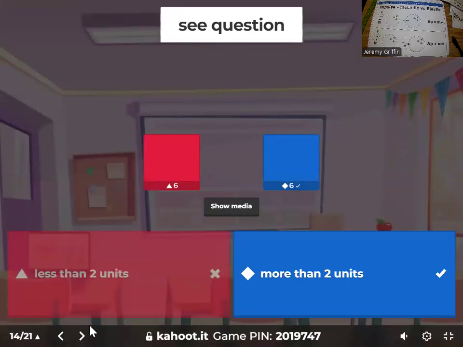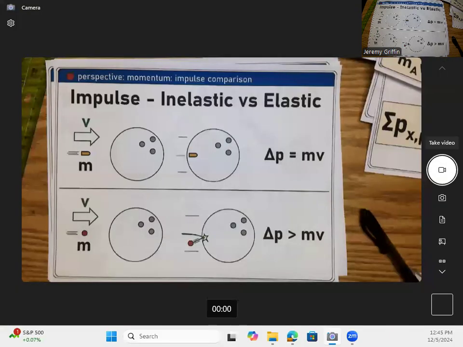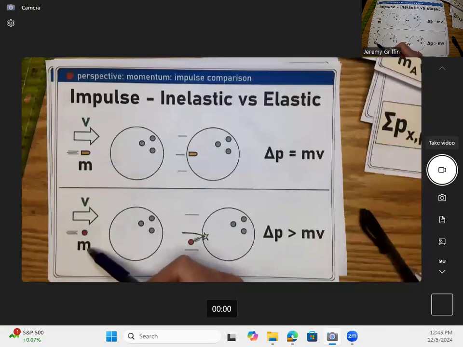More than 2 units. More than two. Let's go back and take another look at this. So say this mass is like 1 kilogram and this is 2 meters per second. So 1 times 2, that's 2 units of momentum. Then it bounces the other way. Let's say it's going 1 meter per second the other way.